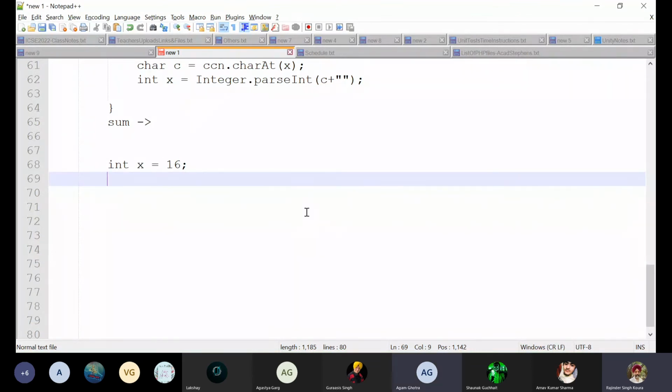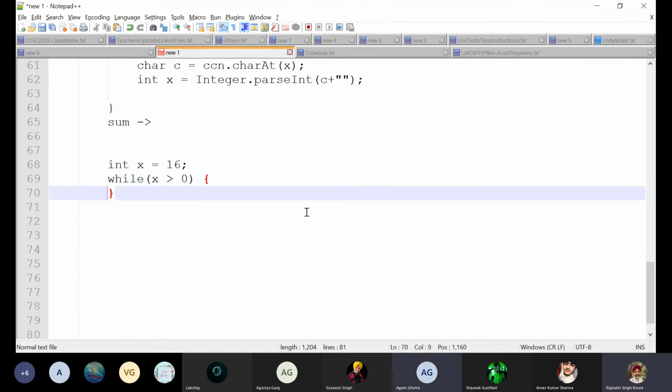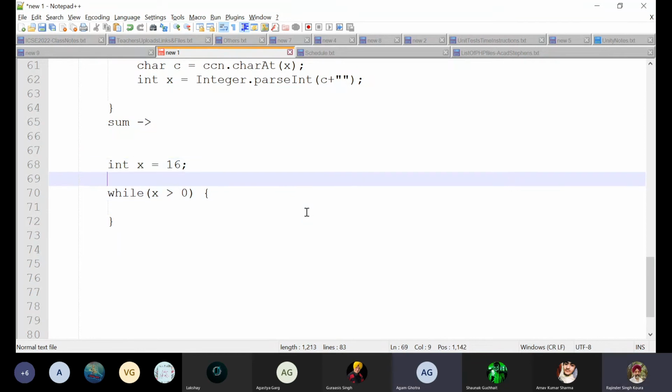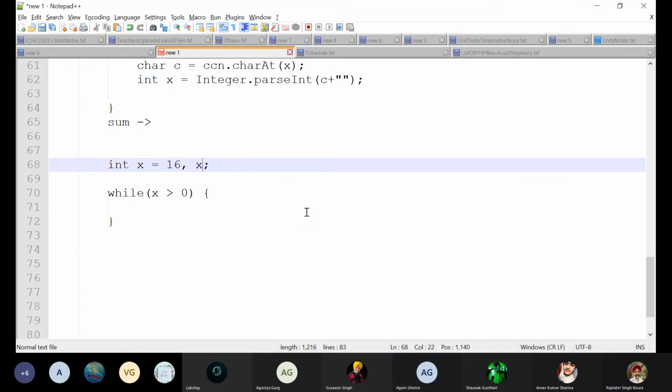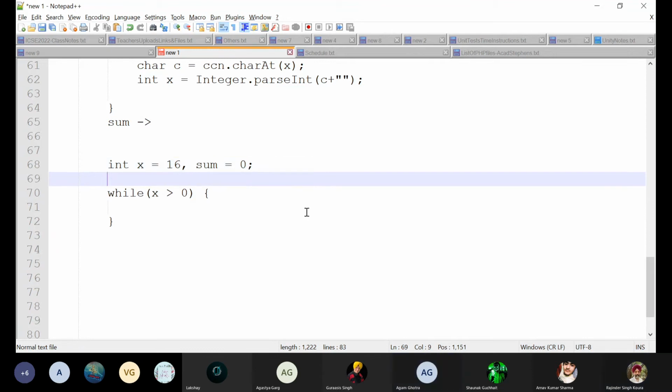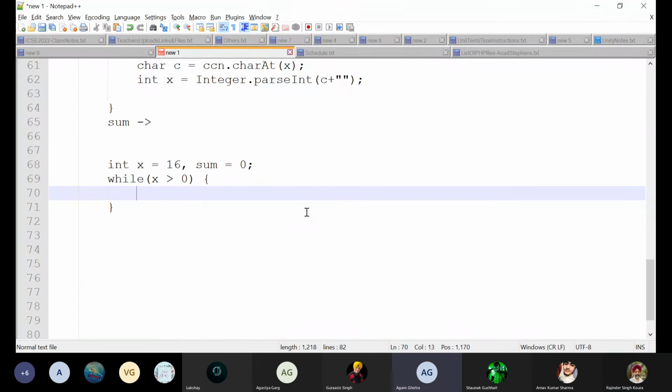Sir, we will first apply a while loop where x is not equal to 0, if x is greater than 0. And then in the loop, first we will create a variable named sum which is equal to 0, and then we will add the value of x in sum: sum plus equal to x. It will add the whole 16 to it.